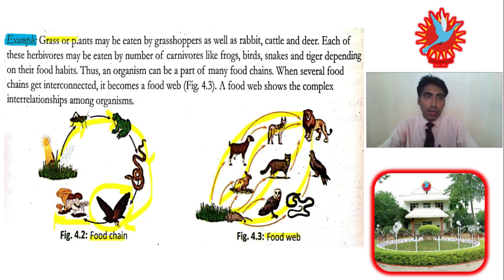For example, grass or plants may be eaten by grasshoppers as well as rabbits, cattle and deer. Each of these herbivores may be eaten by a number of carnivores like frogs, birds, snakes and tigers, depending on food habits. Thus, an organism can be a part of many food chains. When several food chains get interconnected, it becomes a food web. A food web shows the complex interrelationship among organisms.